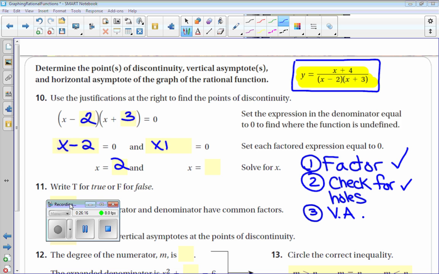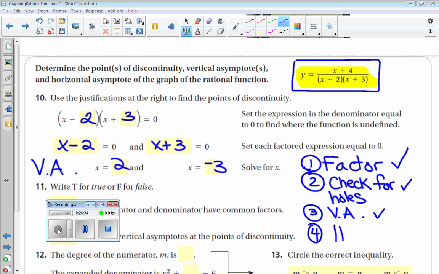Vertical asymptotes. Okay, these are your vertical asymptotes at positive 2 and negative 3. Step 4. Once we've put our vertical asymptotes in, what do you think we're going to do next?